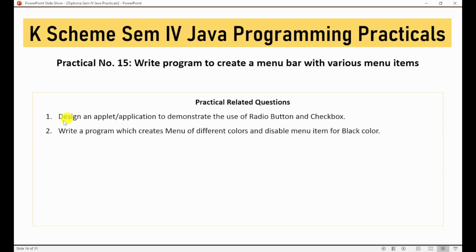I am not writing this code again because the question is the same as in the previous practical. So I am moving toward the second question, which is to write a program which creates a menu of different colors and disables the menu item for black color. What we have to do is create a menu. In that we mention different colors as menu items, and from those menu items we have to disable the one of black color. So this is how our structure will be: we create a menu, then multiple menu items with names of different colors, and we disable the black one.